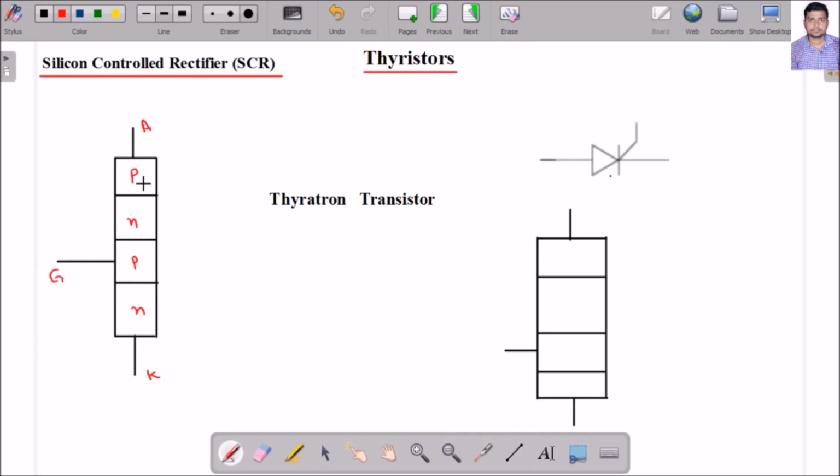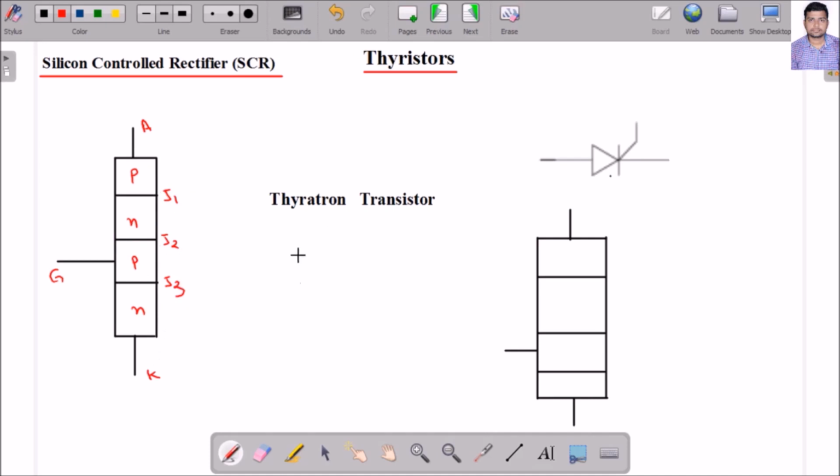If there is a P and N layer, definitely a junction will form between the P and N layers. Suppose this is junction J1. Similarly it is N and P, so one junction will be formed here, suppose J2, and again it is P and N, so a junction will be formed here, suppose J3. So finally I can say a thyristor is a 4 layer, 3 terminal, 3 junction device.